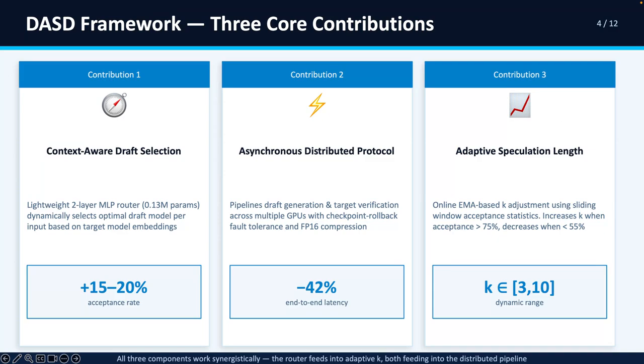In multi-GPU configurations, this reduces end-to-end latency by 40%. The third contribution is adaptive speculation length. We maintain a sliding window of recent token acceptance statistics and continuously update K using an exponential moving average with a hysteresis threshold. When the draft model is performing above 75% acceptance, K increases up to 10. The key insight is that these three components are not independent optimizations. The router selects the best draft model, which maximizes the acceptance rate that the adaptive K mechanism observes, which informs how aggressively the distributed pipeline should speculate.